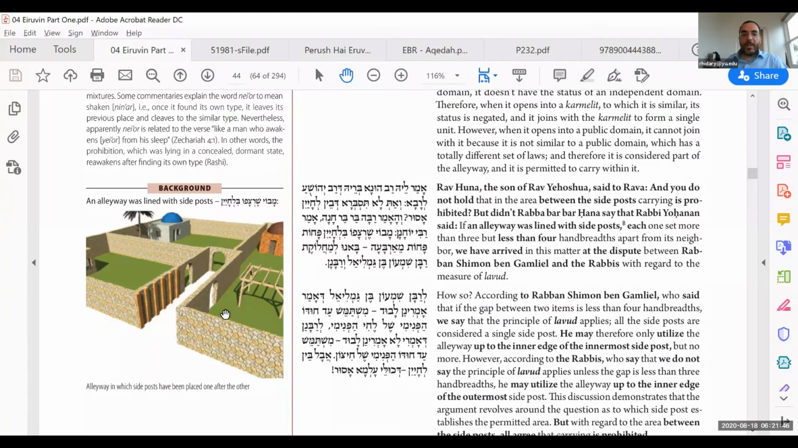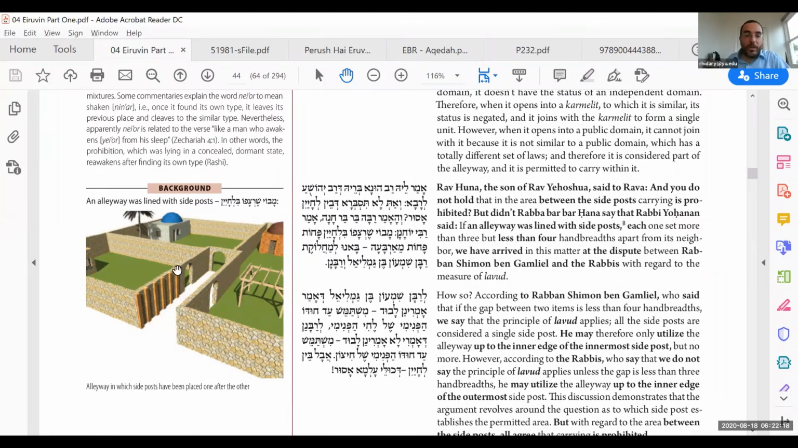Whereas according to Rabbanan, they do say lavud, but only up to 3. So let's assume that this is 3.5 between each one. So they would not consider this lavud because it's 3.5, and so therefore the rest of these poles are not significant halachically. Only the first one here is a lechi, and so you can only carry to the inside edge of the first pole. You cannot carry beyond the inside edge of the first pole.